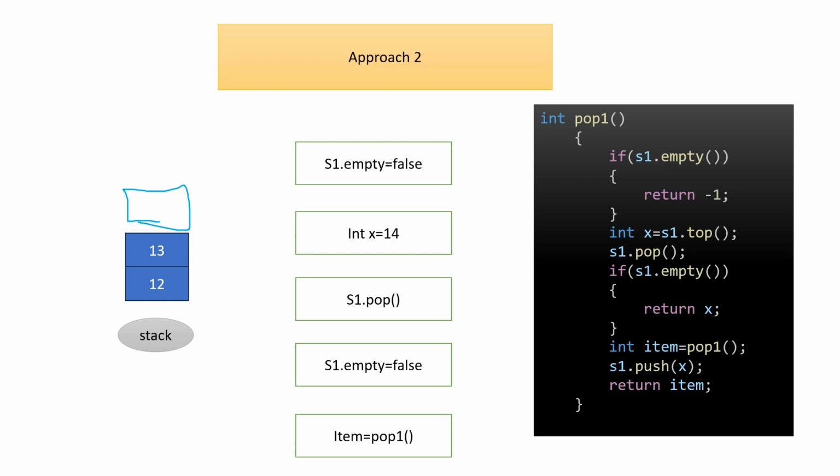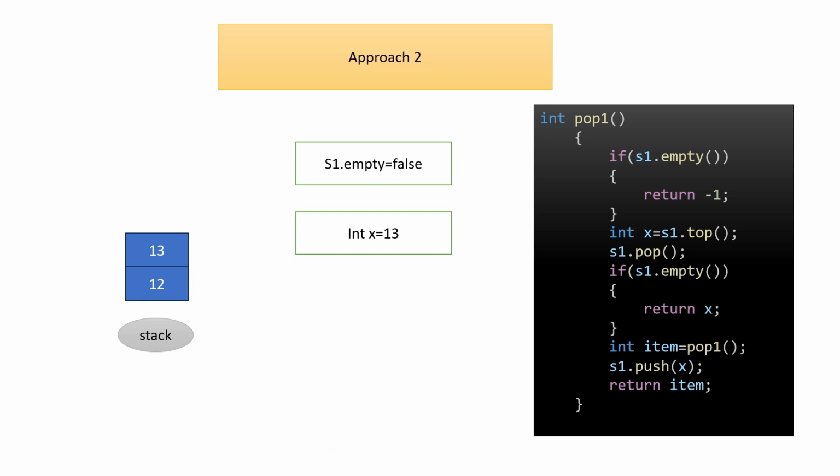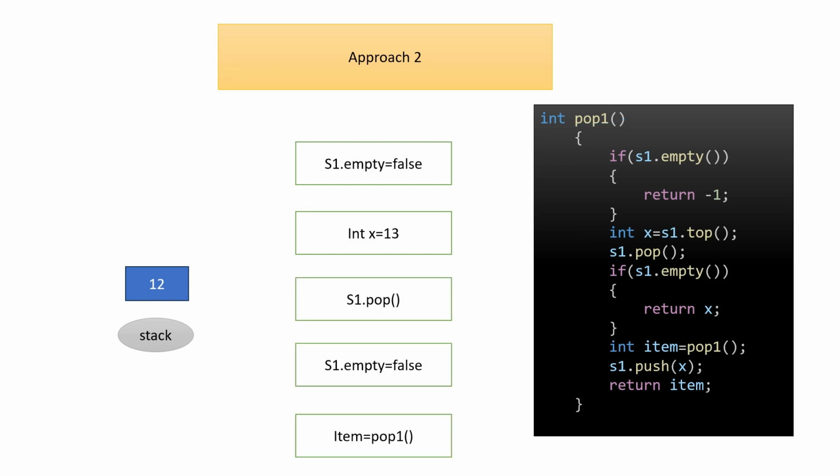And then we check if our s1 is empty. No, it is not empty because we have two elements in our stack. We move forward to this line, which says int item equals pop. We are calling the function again. When we call the function itself, we again check if s1 is empty. No, it is not empty. Let's move forward. We save the top element of the stack in the x variable and then pop it out. So this is how the 13 will be deleted from here.